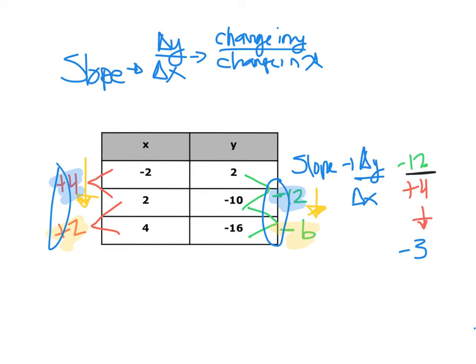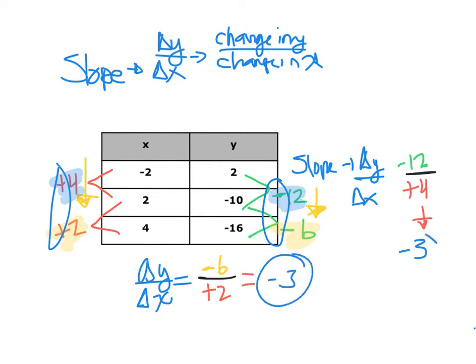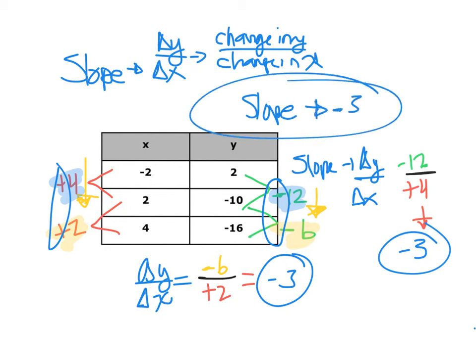Again, my formula here is delta y over delta x, change in y over change in x. Here I have negative 6 divided by positive 2, and that as well comes out to negative 3. So in this case, my slope would be negative 3. Okay, so let's go take a look at a graph.